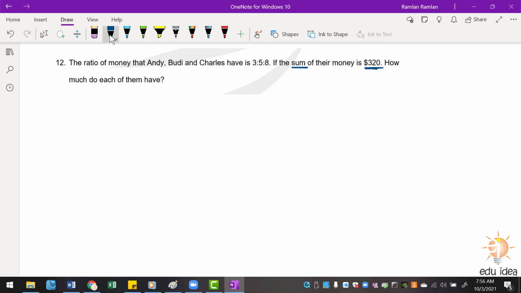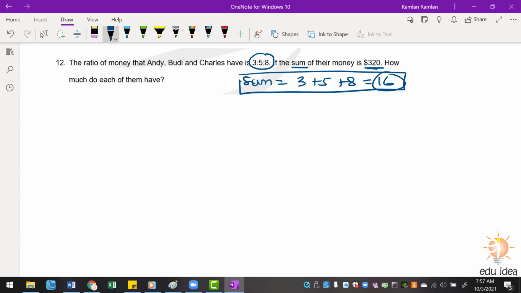So again, because we know that this is a sum, we need to do the same thing with the ratio. So we need to sum all of these, right? The sum of that is going to be equal to 3 plus 5 plus 8, which is going to be equal to 16, right? So this is going to be very important for you because we're going to use this 16 as the denominator for the calculation.